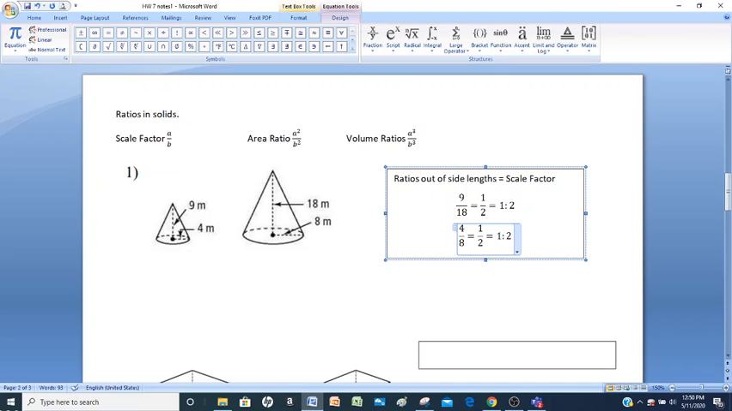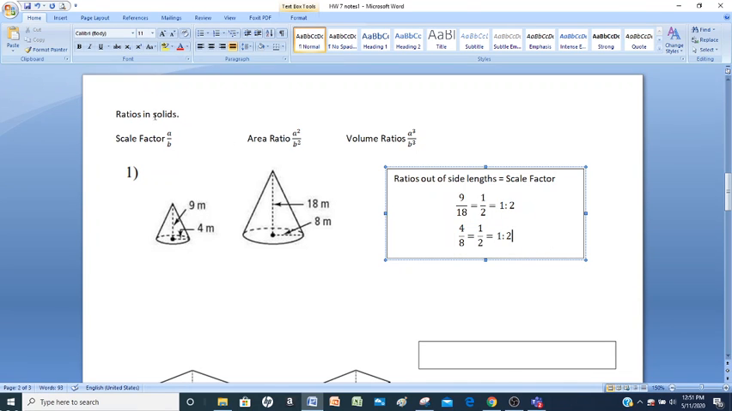So if you're ever given multiple lengths, just pick one. It doesn't matter which one, and that's what you're going to use to find your scale factor. Again, anything related to length is your scale factor. So if you get a word problem, and they mention the word height, they give you the height in one and the height in another one, they're giving you the scale factor. Radius, diameter, these are all lengths.